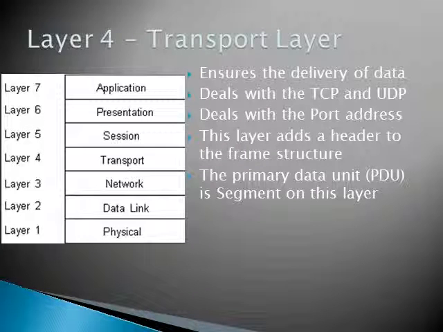Layer 4 is the transport layer. This layer ensures the delivery of data. It deals with TCP and UDP. TCP stands for Transmission Control Protocol, and UDP stands for User Datagram Protocol. This layer also deals with the port address and adds a header to the frame structure. The primary data unit for this layer is segment.